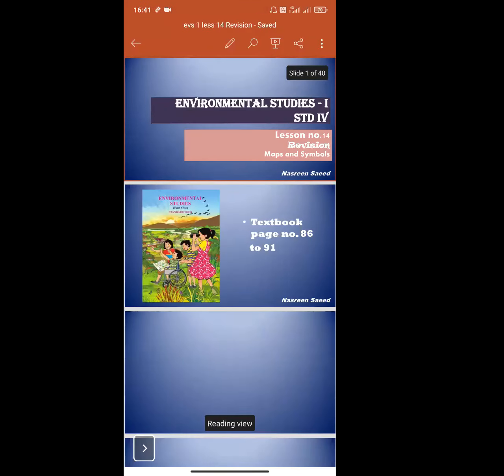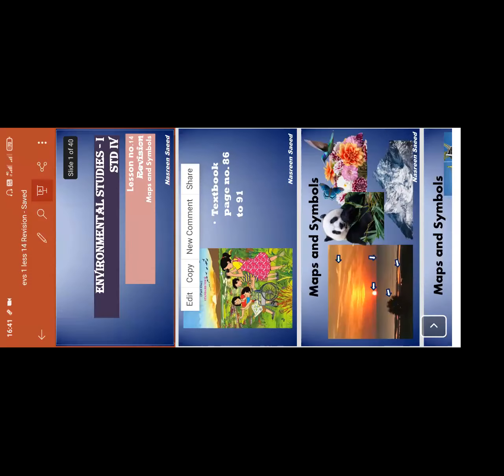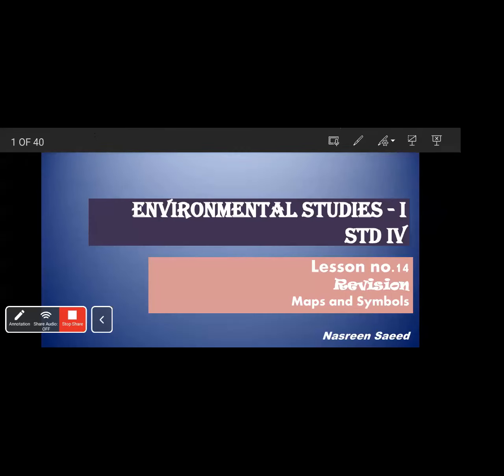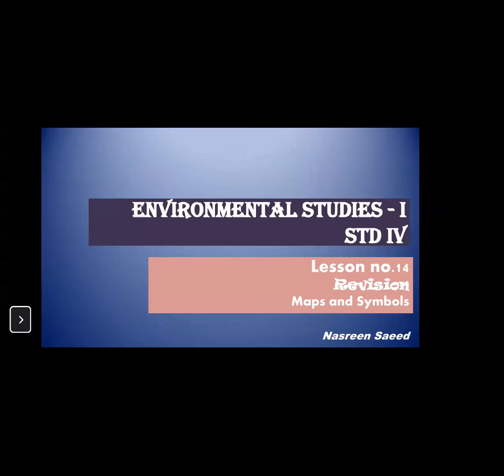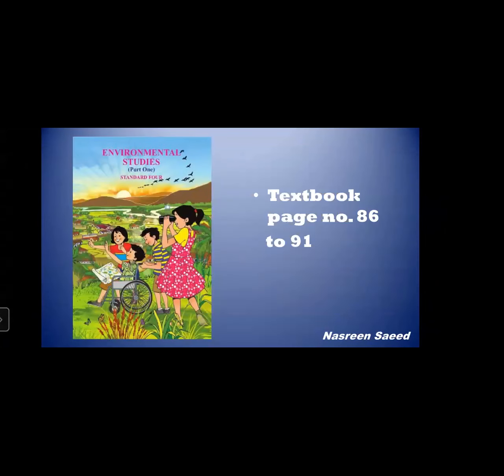I was thinking that we should start with lesson number 14 also. A part I'll explain because we still have 10 minutes left. Yes, we have ample time. So I can cover at least a little topic from lesson number 14 because it is very big. I hope there will not be any confusion because this is also very easy. Okay. Maps and symbols, our textbook, page number 86 to 91. I'll be explaining only page number 86 today.